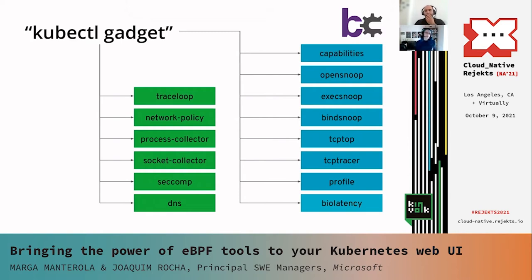So whenever a user asks for another of these BCC tools, we can just add it very quickly. And then we also have our own gadgets that we developed for solving specific use cases that we thought were interesting. And so how do we tell these tools what pods to trace?